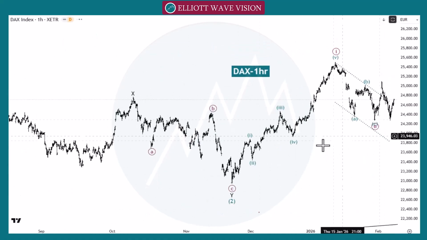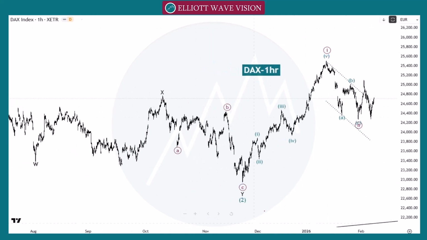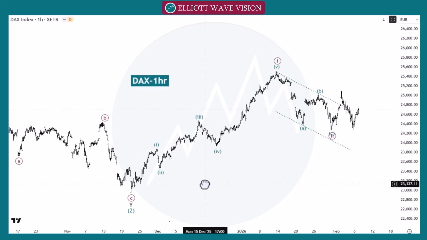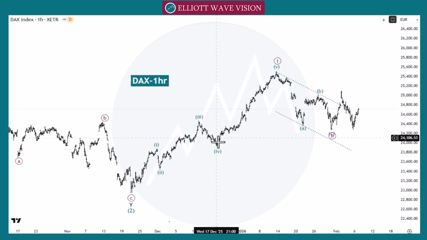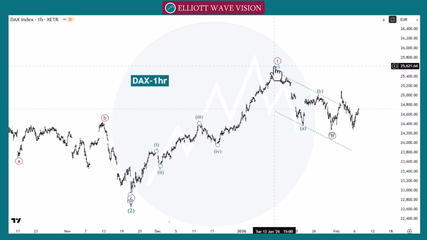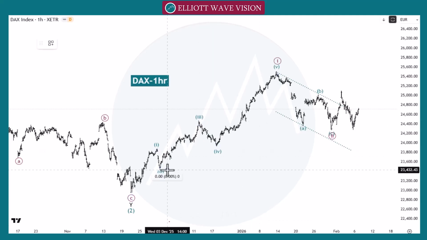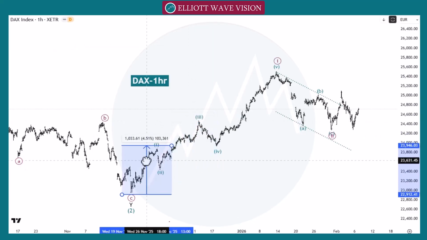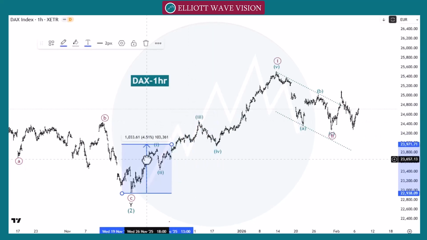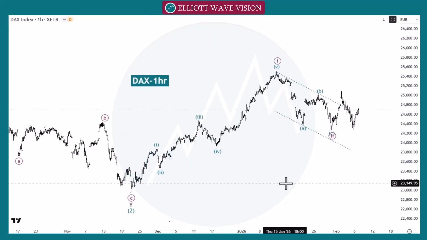So in the 1 hour time frame, after this green wave 2, we count this structure as a green wave 1, green wave 2, green wave 3, wave 4 and wave 5. Let's check the validation of this green wave 3. Okay, safe. So we count this move as a 1, 2, 3, 4 and 5.